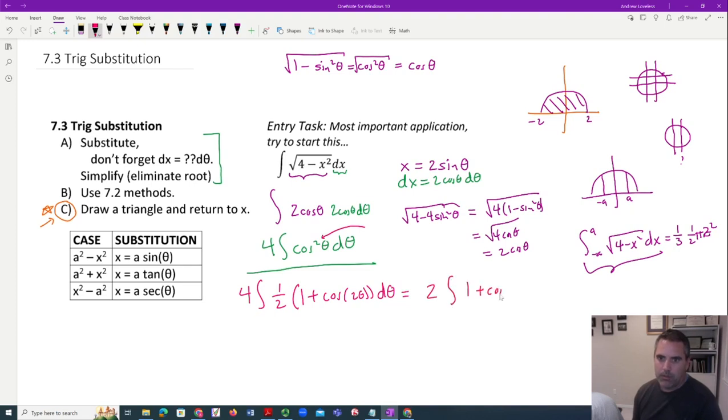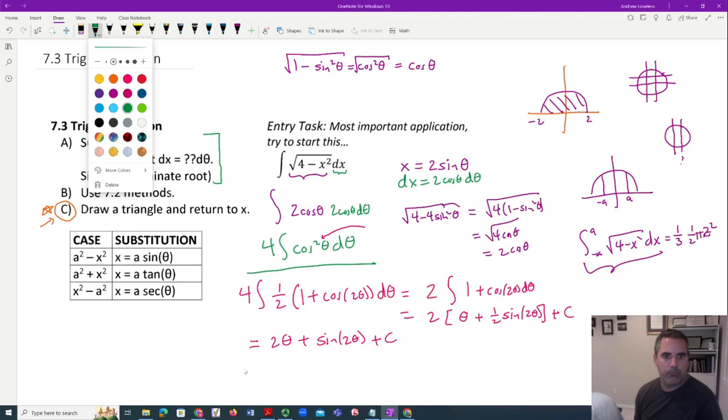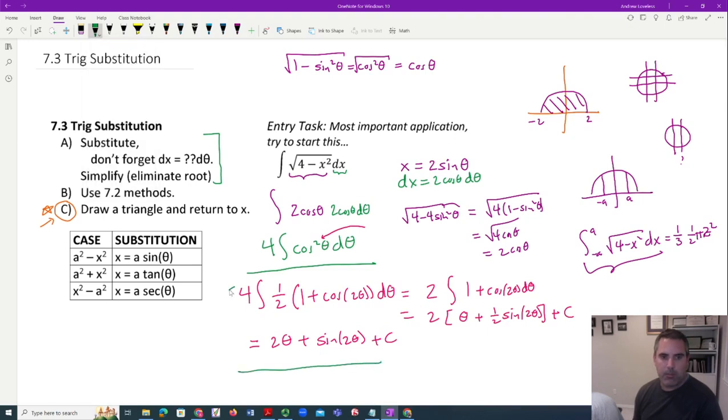4 times the integral of 1 plus cosine of 2 theta d theta. And so it's going to be 2 theta plus 1/2 sine of 2 theta plus c. And let's clean it up even a little more: 2 theta plus sine of 2 theta plus c. Okay, that step is done. Now this step could be easier or harder just depending on what sort of 7-2 problem you get.